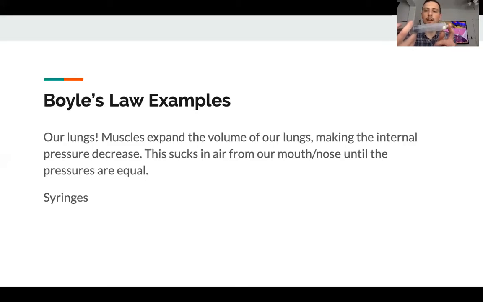If I cover the end and then press it in, you'll see the marshmallow starts to get smaller, right? It almost shrinks as you press it in. That's because I'm decreasing the volume. The pressure is going really, really high, and it's pushing in the marshmallow. And the opposite is also true.